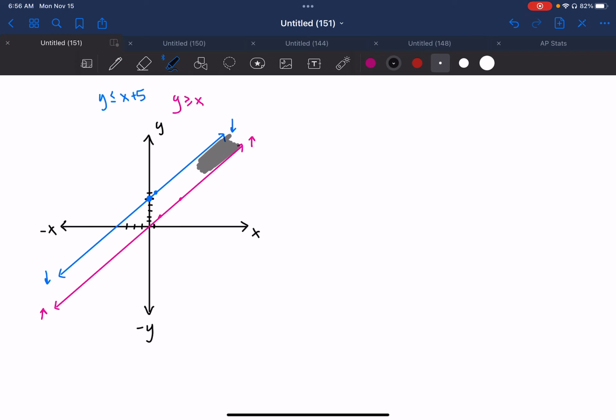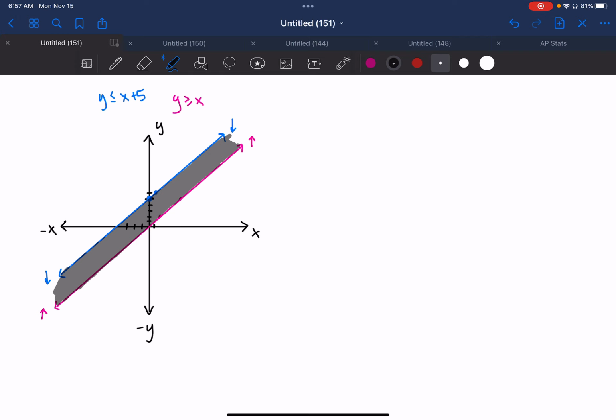So everything between these two lines in this case should be shaded. And what this means is that any point that's either on one of these lines or between them satisfies both equations. That means that if you pick any point here, say the point 0, 0, 0, 0 satisfies both of these. 0, 5 satisfies both of these.